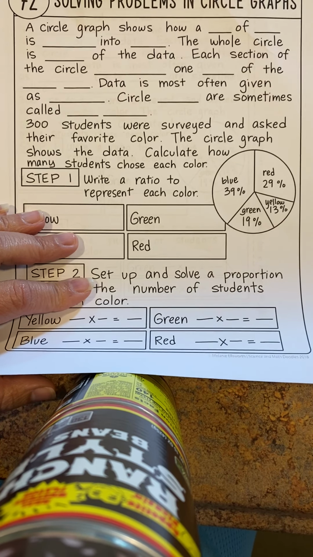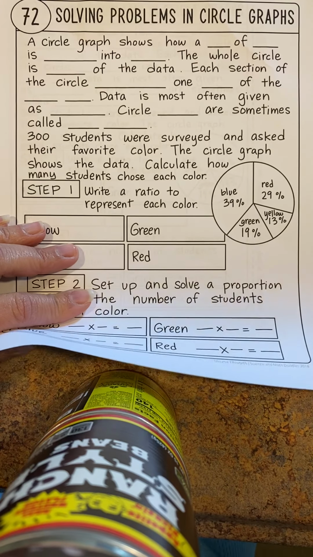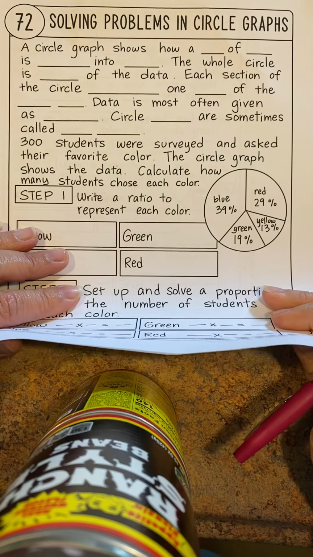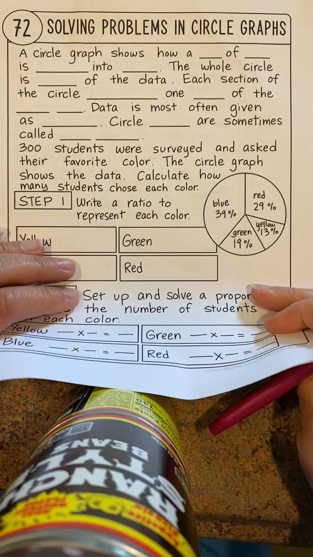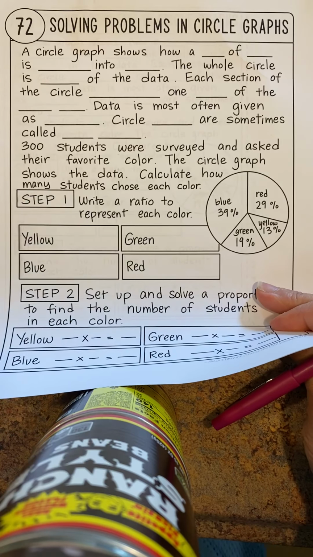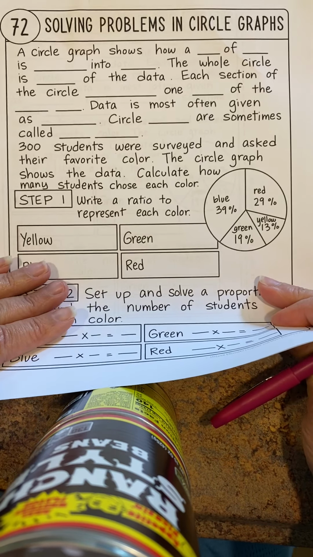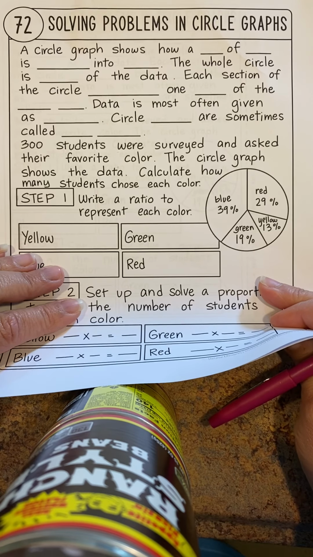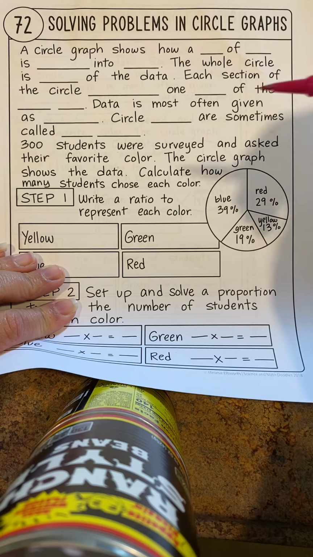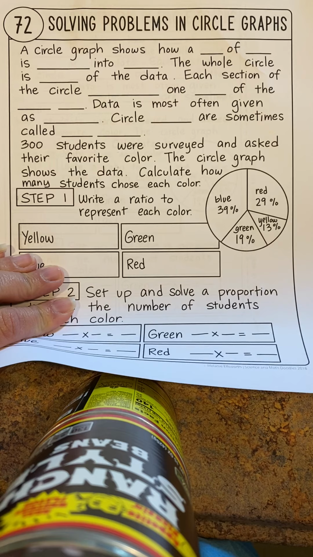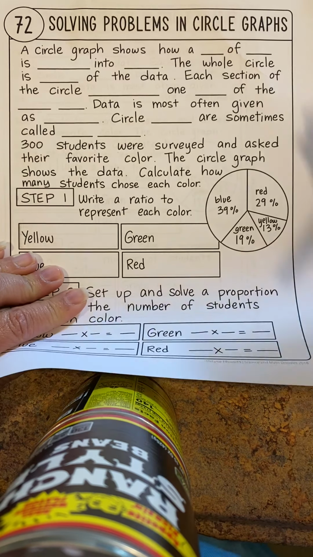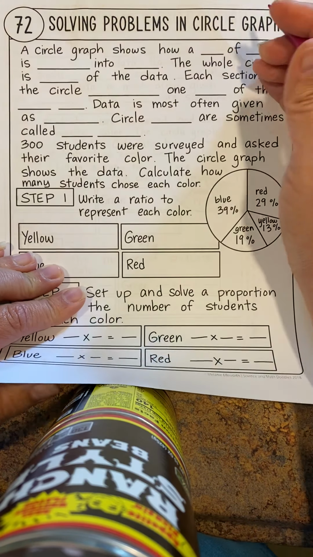I'm so glad to get out of box plots and line whiskers and all that good stuff, and we're going to go straight into circle graphs. So this is lesson 72, solving problems in circle graphs, and I'm going to try this a little bit differently so it looks like you're looking at it straight up and down. This is going to be a little awkward for me to write on, but that's okay. I'll do what I have to make it easy for you guys.